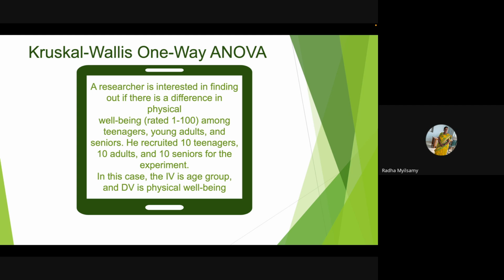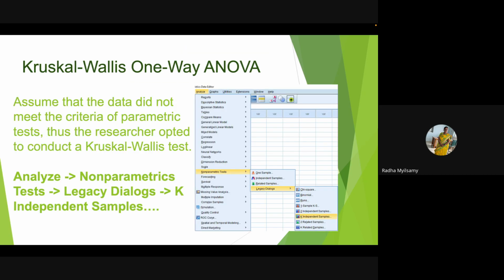The teenagers are between age 8 to 17, and 18 to 35 are taken as young adults, and after that age is taken as senior. We recruited 10 teenagers, 10 adults, and 10 seniors for the experiment. In this case, the IV is age group and the DV is physical well-being.